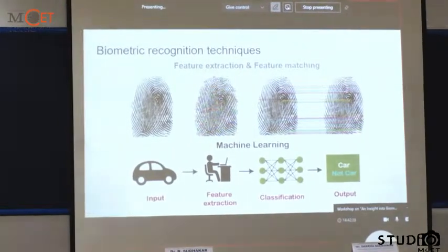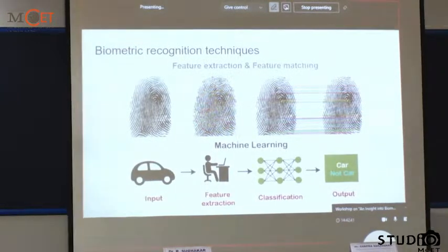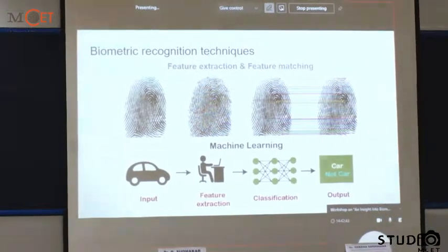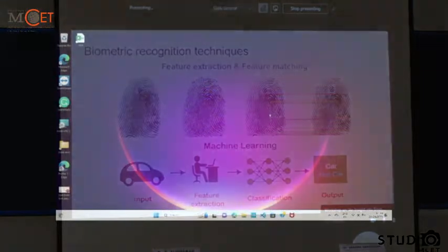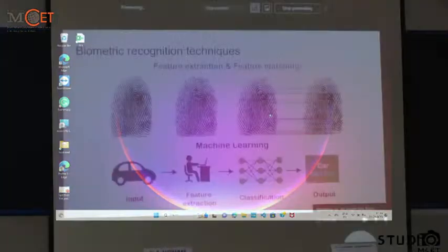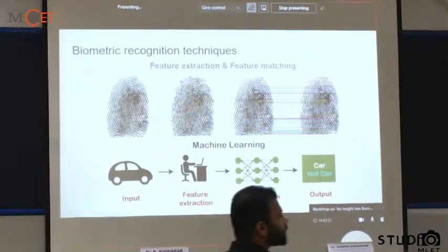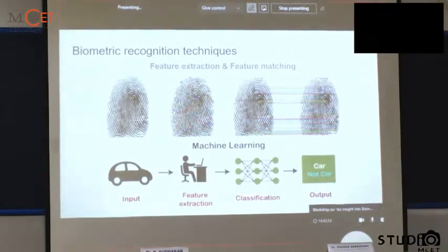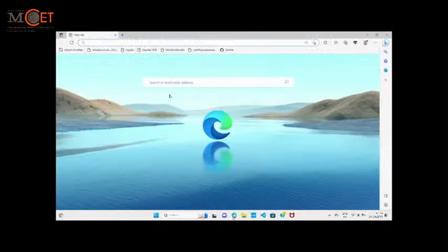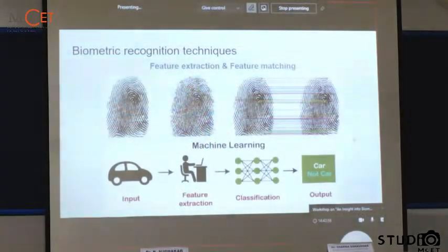We were doing this approach maybe before 2010, or I can say till 2016 and 17. We were doing this kind of approach in facial recognition, in fingerprints, and all the stuff that was in the market before 2016 and 2017. They were following this particular approach, feature selection and feature matching.